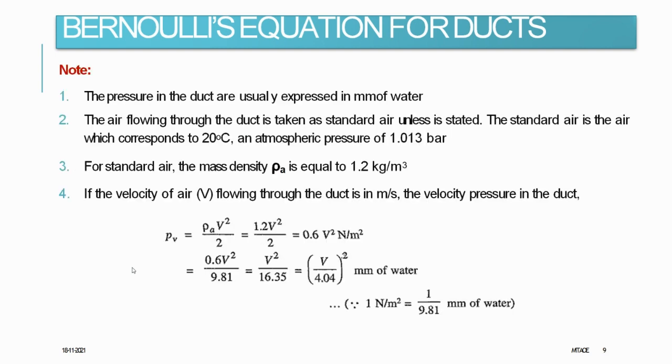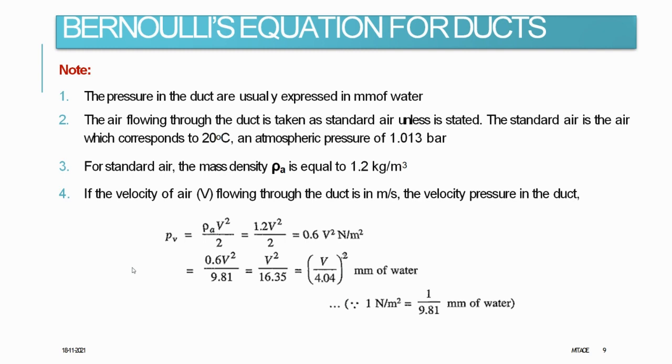Now, a point to be noted: the pressures in ducts are usually expressed in mm of water. The air flowing through the ducts is taken as standard air unless stated otherwise, because if a different cross section or different air property is given, we have to take that. But if not given, then we take standard air. Standard air has a temperature of 20 degrees Celsius and atmospheric pressure of 1.013 bar. For standard air, the mass density rho A is equal to 1.2 kg per meter cube.